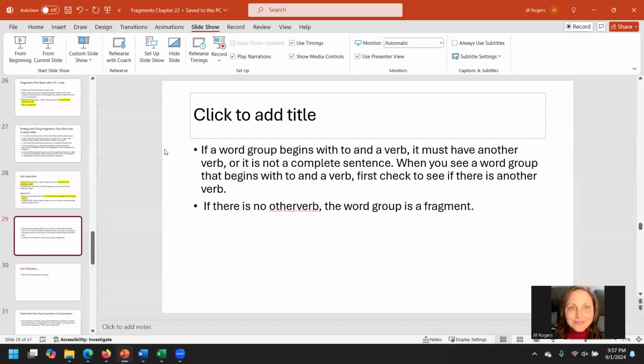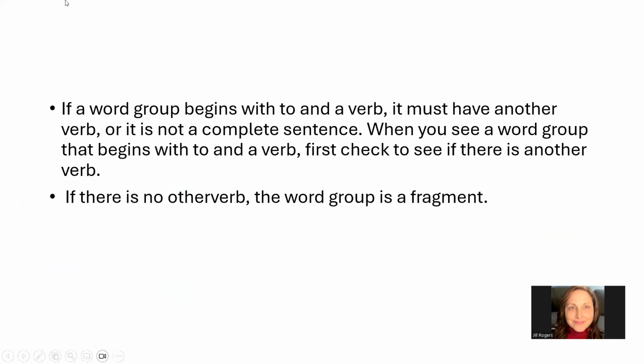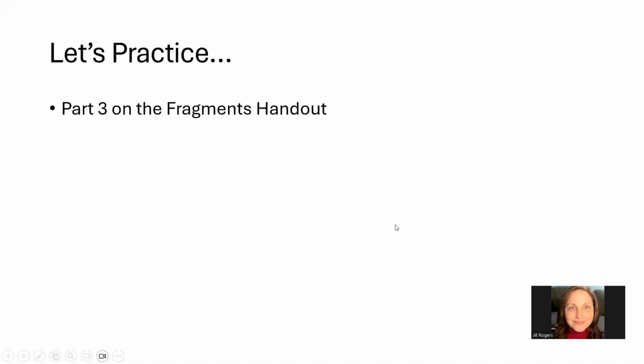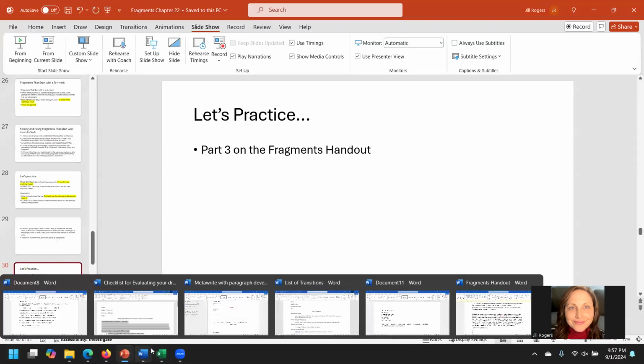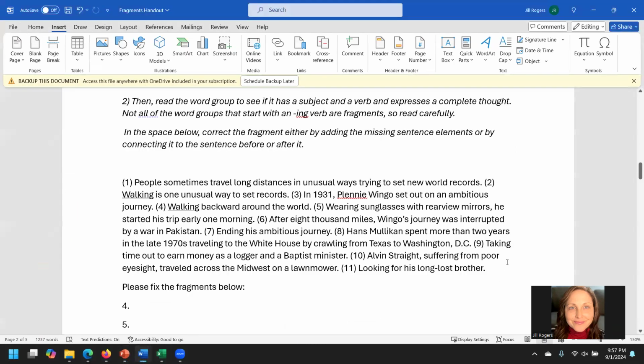Oh, sorry, let me put the slideshow back on. If a word group begins with to and a verb, it must have another verb, or it is not a complete sentence. When you see a word group that begins with to and a verb, first check to see if there's another verb. If there's no other verb, the word group is a fragment. So we're going to go back to the handout.